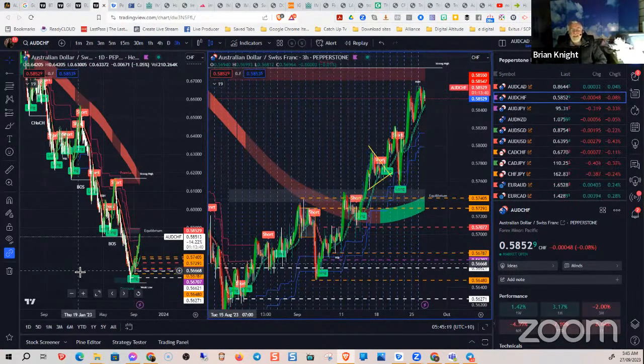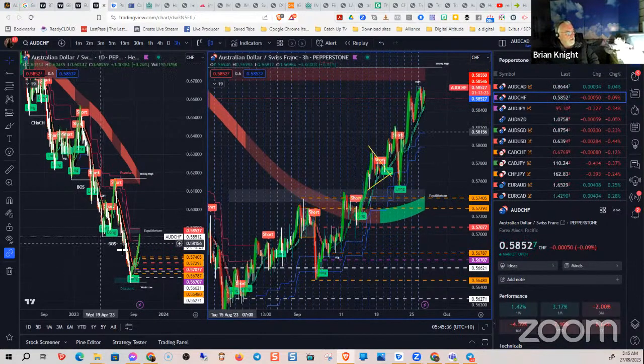It's interesting. How can the AUD keep being stronger than the Swiss franc? It just is, and that's okay. It's just waiting for that turn.